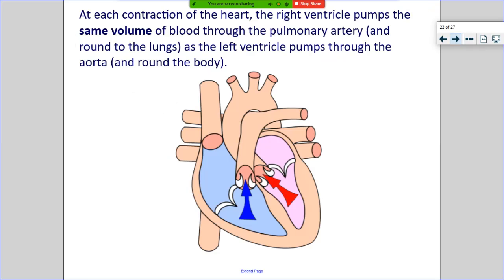So we know that the right ventricle doesn't pump the blood as far, it only pumps the blood to the lungs, whereas the left ventricle pumps blood a lot further. But both ventricles pump the same volume of blood. Okay, the left ventricle does not pump out more blood than the right ventricle. They both pump out the same volume.